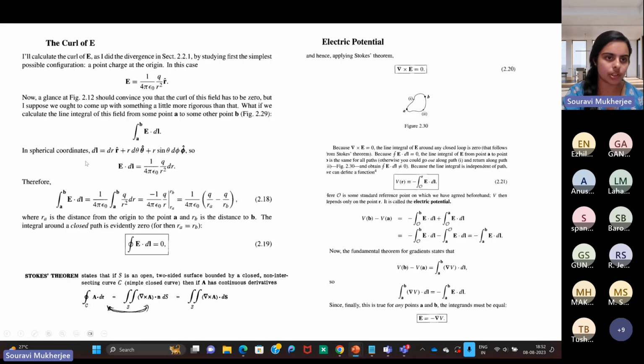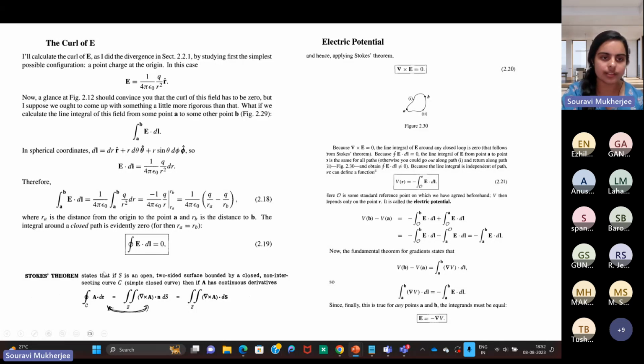This is how the line element looks in spherical coordinates. So you have to do E dot dl, and then you integrate from A to B. If you do that, you get something like this. Now if you have a closed path, you start from A and come back to A. If it is a closed integral, what would happen? r_A would be equal to r_B because A is equal to B, and then E dot dl turns out to be 0. So the closed integral of E dot dl comes out to be 0.